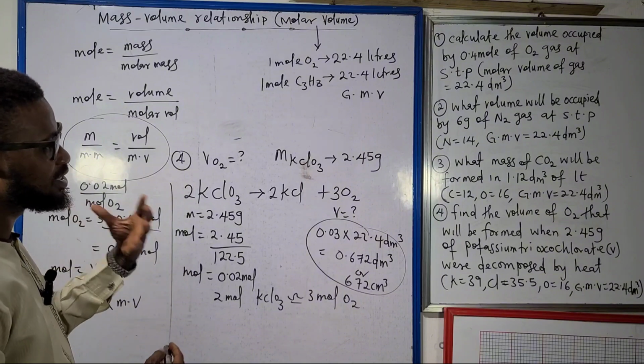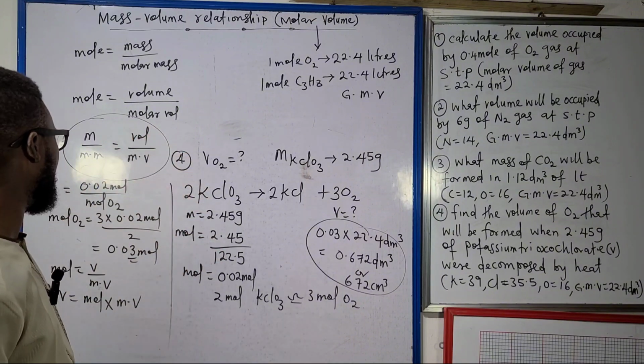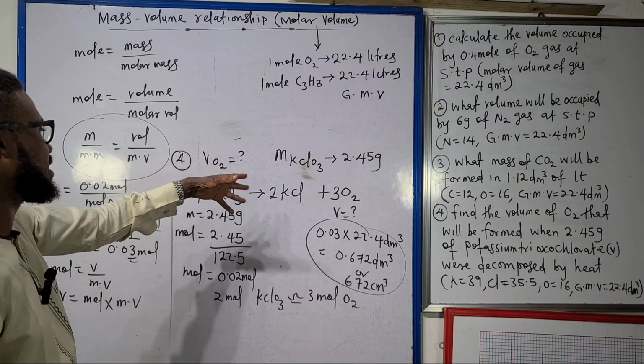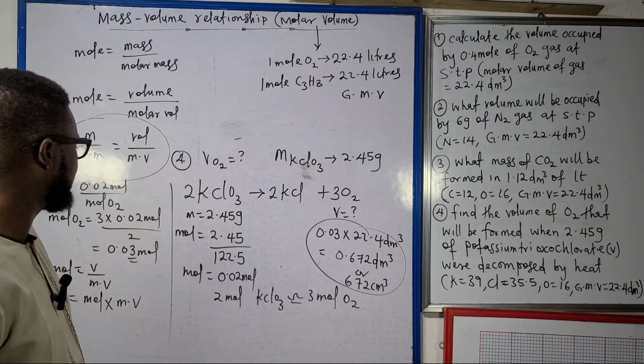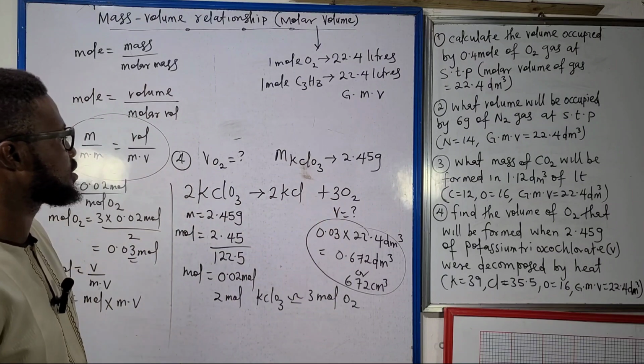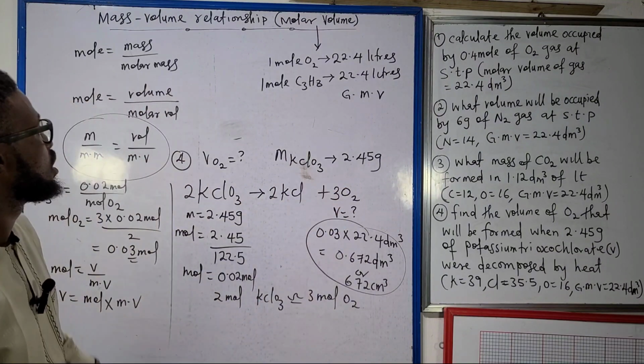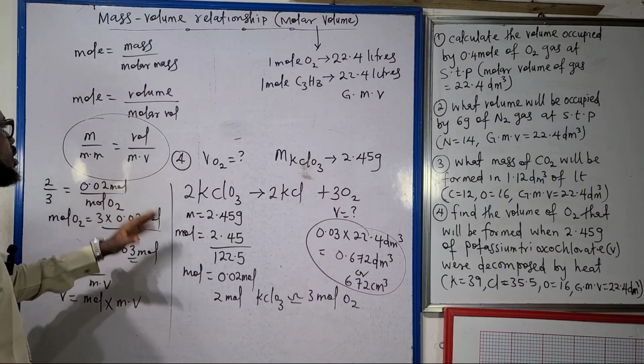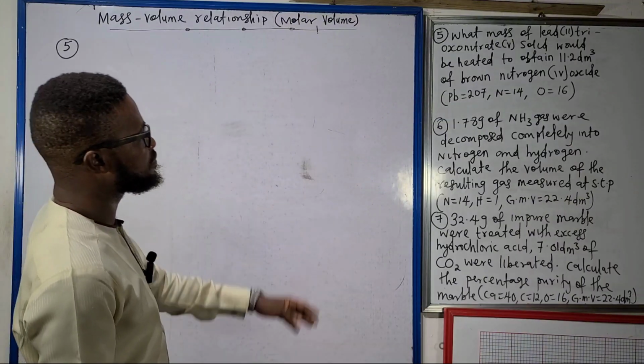Look at it very well. In this case, you have to write a balanced equation, and when you write a balanced equation, you have to equate it, and when you equate it to get the mole of oxygen, when you get the mole of oxygen, you convert it to volume. So that ends question 4. We have the 5th question.